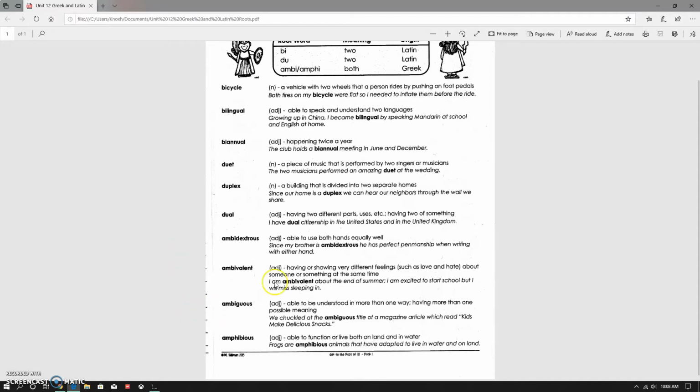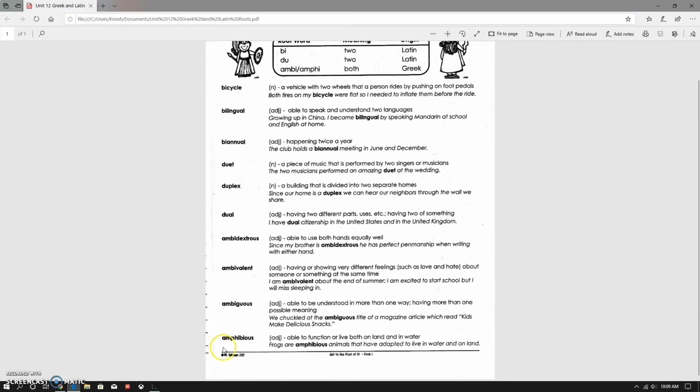All right, ambivalent. Ambivalent describes having or showing very different feelings about someone or something at the same time. So it's like, I love that person, but I hate them. You're ambivalent towards them. Okay. Ambiguous, also an adjective. It's something that's able to be understood in more than one way or having more than one possible meaning.